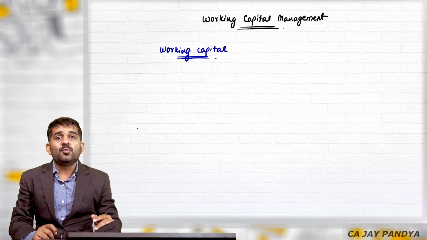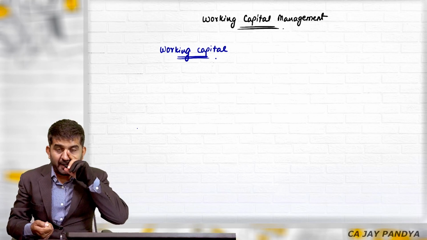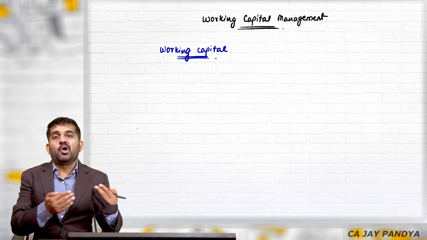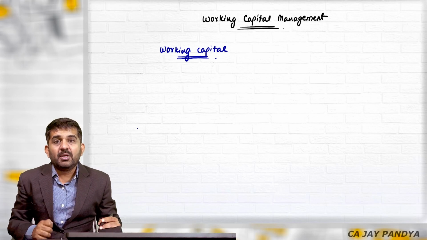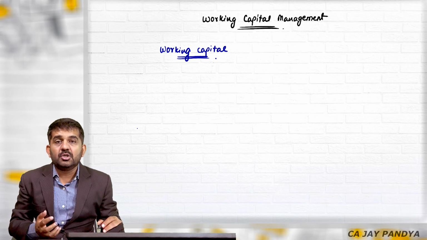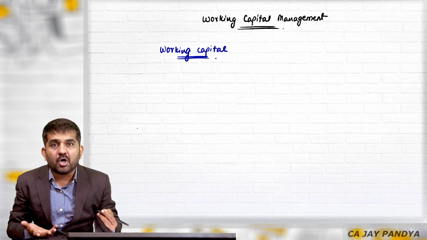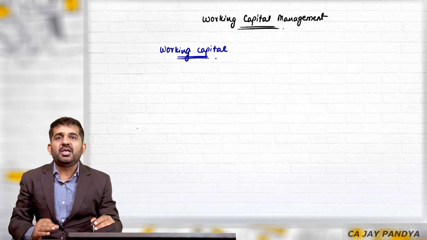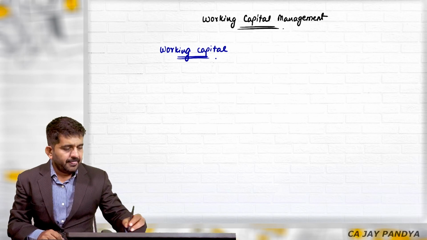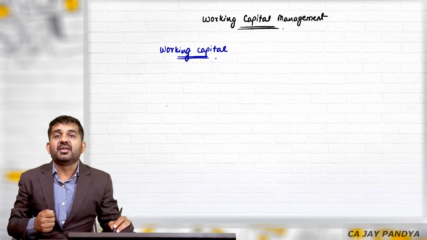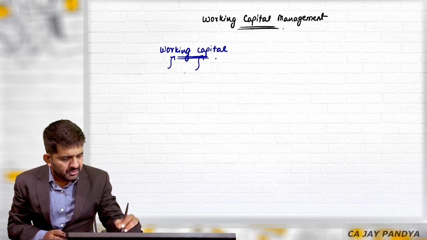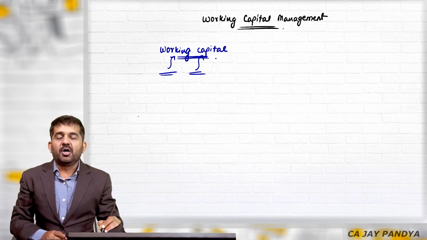But you will have to pay the raw material supplier for raw material. You will have to pay salary even if you have not sold any goods. You will have to pay for manufacturing. You will have to carry your debtors. You will have to carry some cash in your business. All this requirement for running your day-to-day business is nothing but working capital. And as the name suggests, try to understand, money for working of your business.